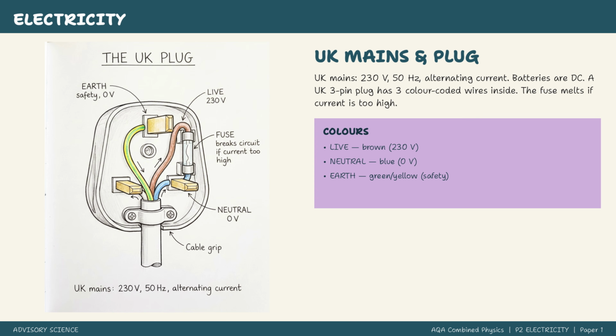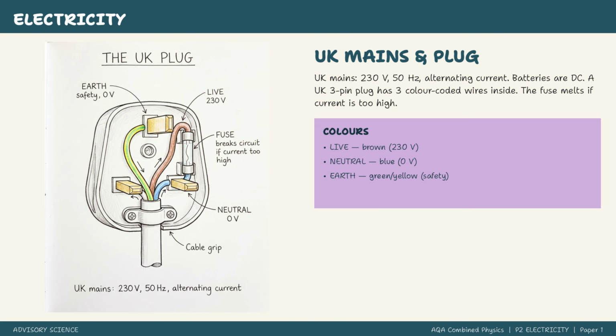Mains electricity, wiring and safety. The electricity from a small battery flows in one direction only, which is called direct current. However, the electricity coming out of your kitchen plug sockets constantly switches direction back and forth, which is called alternating current. You must memorise the UK mains values, which sit at a frequency of 50 Hz and a potential difference of 230 volts. Inside a standard plug, there are three colour-coded copper wires.